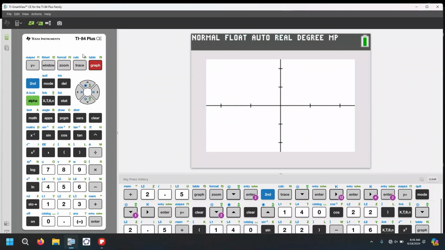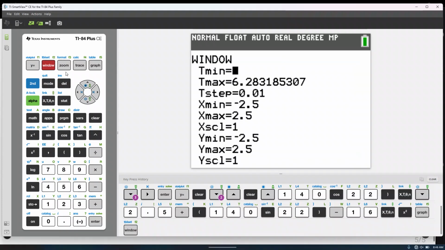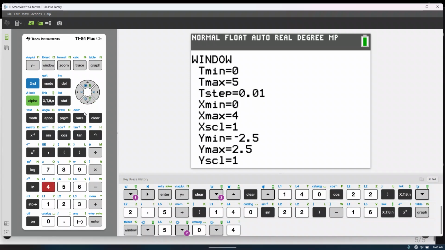Let's go back to the calculator, go to window, and that's the Tmin, Tmax, Xmin, Xmax, Ymin and Ymax. So from 0 to 5, right? 0 to 5. And then the t-step, 0.01, that's fine. And Xmin 0 to 400. And Ymin, again, 0, and all the way to 50. Okay? And then graph.